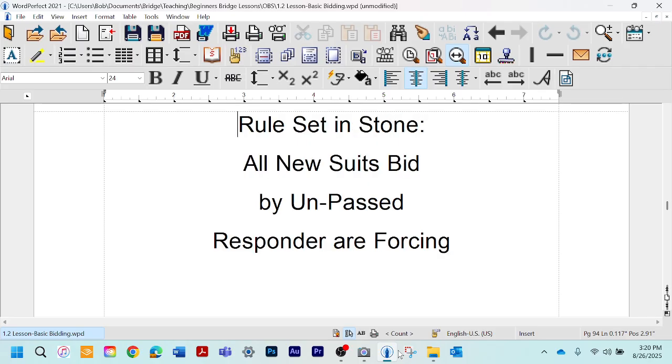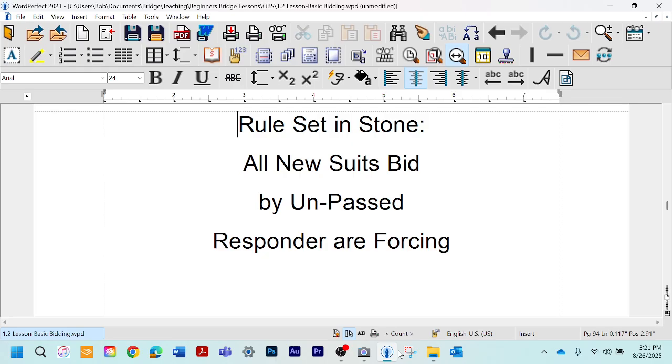A rule set in stone is all new suits bid by an unpassed responder or foursome. If my partner opens a diamond and I say a heart, he cannot pass. I might have a huge hand. I might have 15 points and a 6 card heart suit. Well, I'm not going to jump up there and bid a big bid. I'm just going to bid one heart because I trust my partner. He has this rule just like I have. All new suits bid by an unpassed responder or foursome.